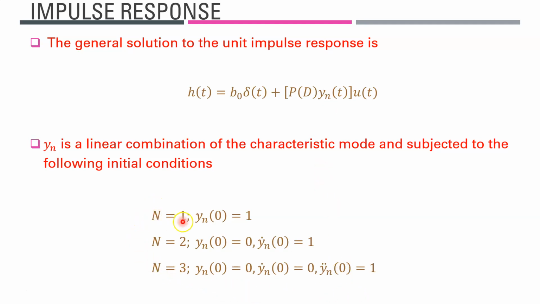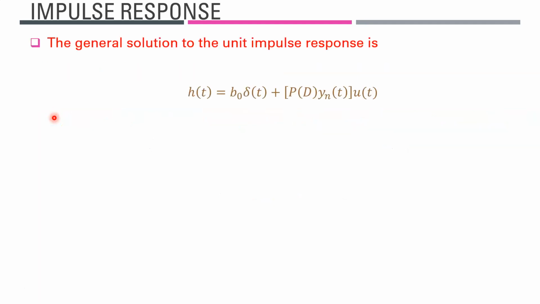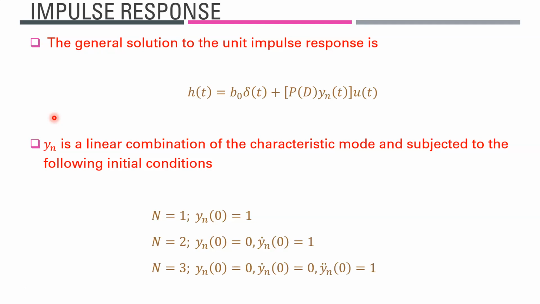If n equals 1, then you have yn(0) equals 1. So this n here is the highest order of the derivative of the output in the linear differential equation. If you have a derivative to the power of 5, you have a fifth order system, so your n is 5. But like I said in the previous video, in our course, we will only look at second order system, the highest order, the second order system. So n equals 2.